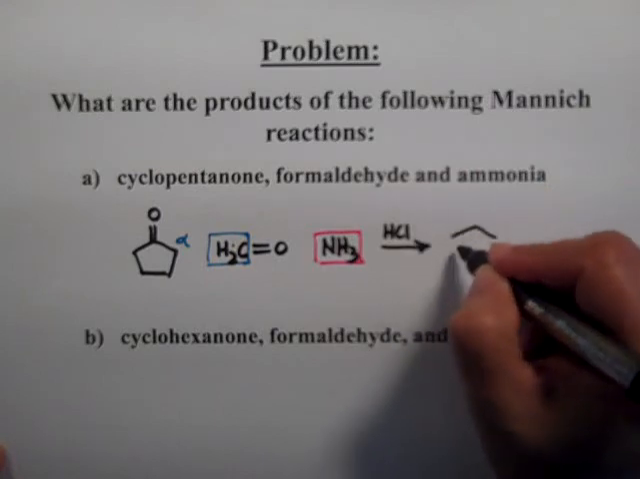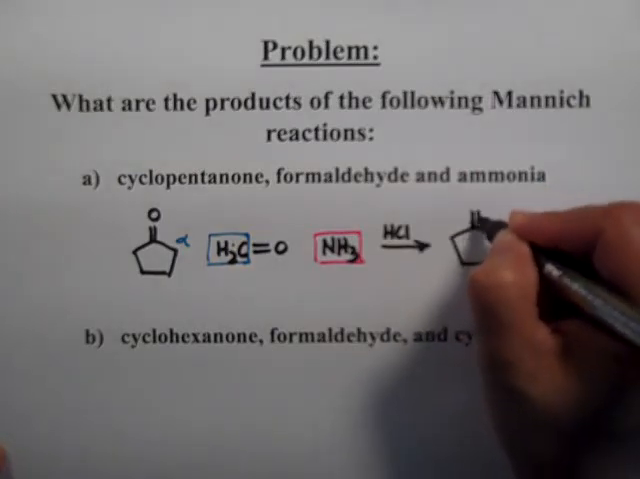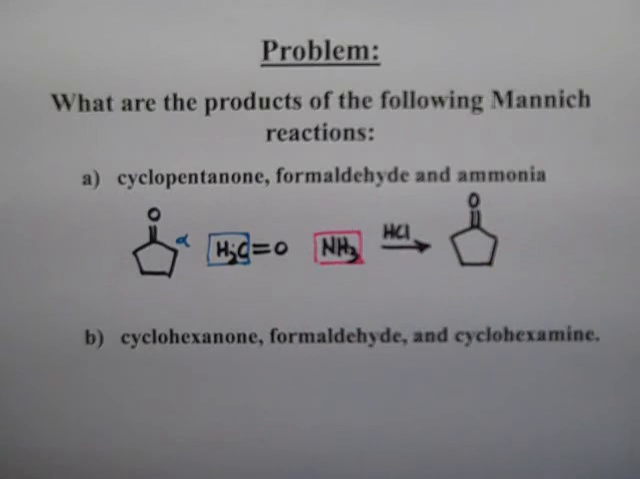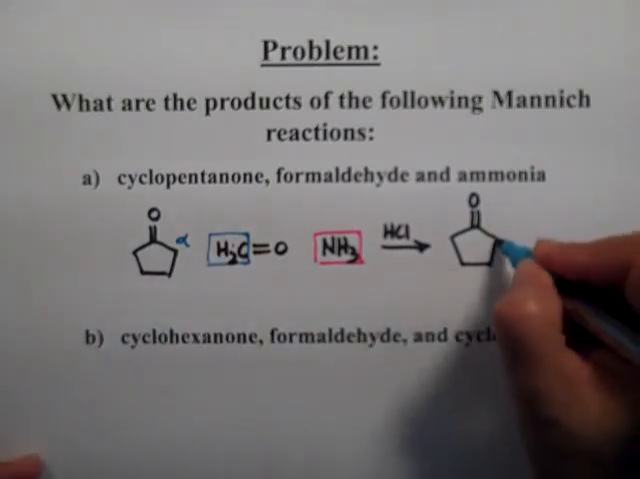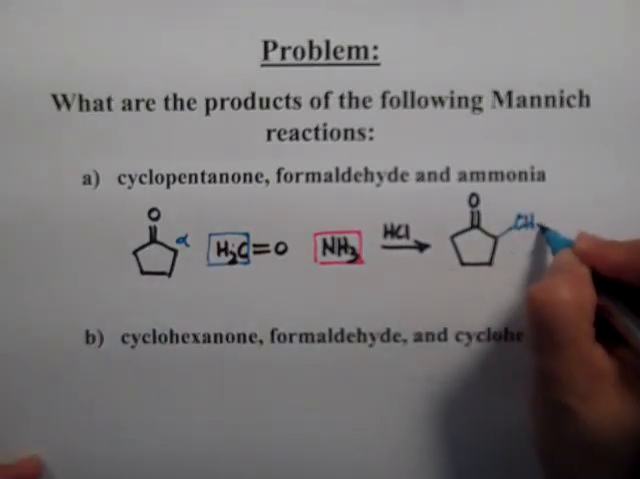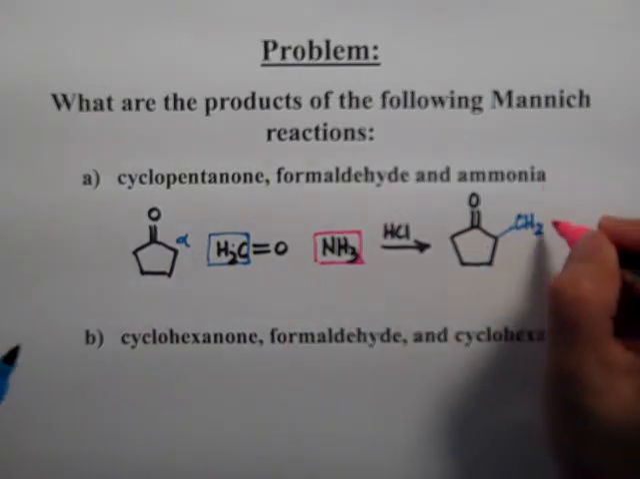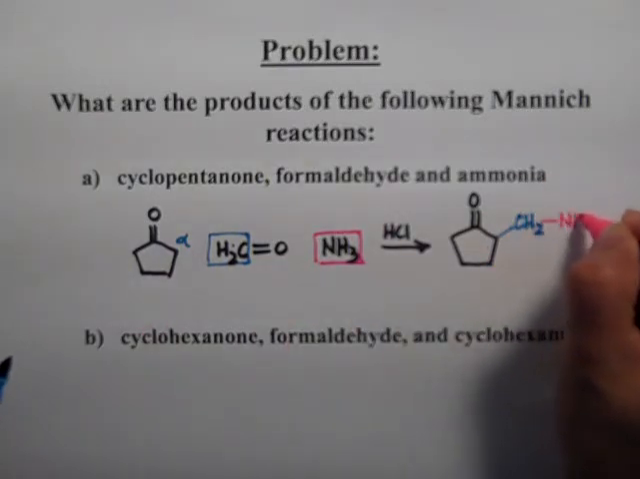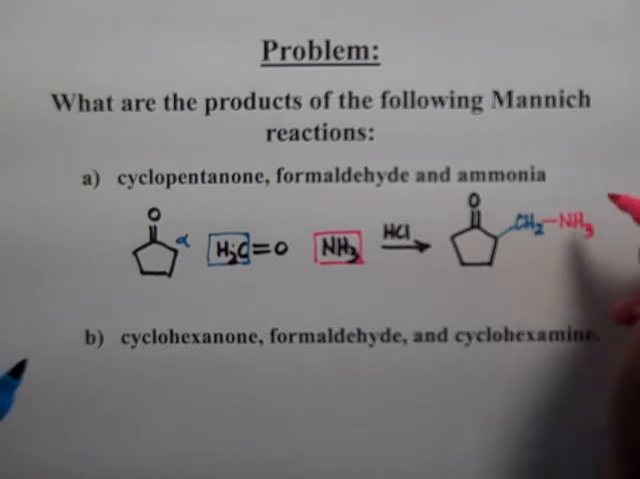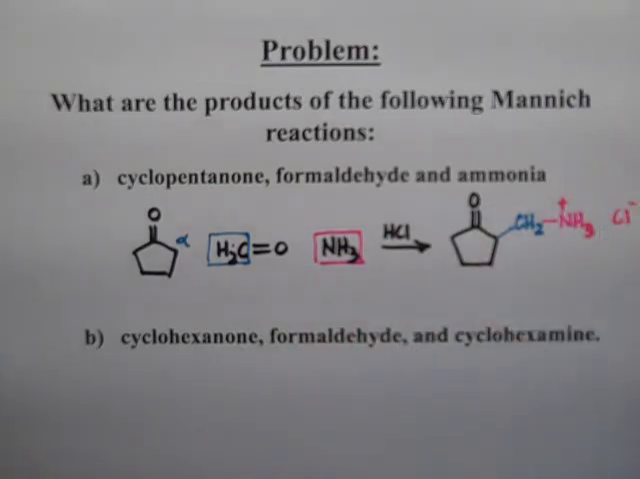All right, here we go. I'm going to do it in color. So your cyclopentanone doesn't change. We just alkylated the alpha carbon, and we have an amine attached to it. So you can deprotonate or you can leave the 3 hydrogens in there and you get the salt. And the counterion would be the chloride.